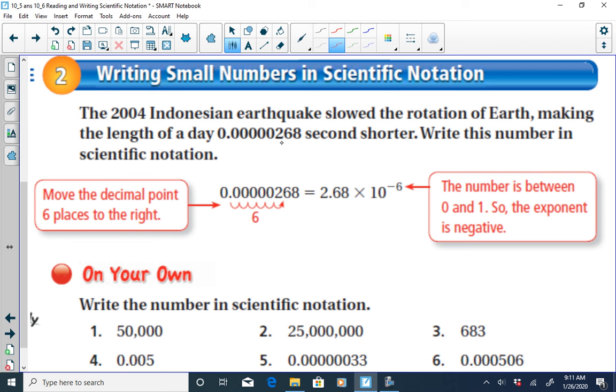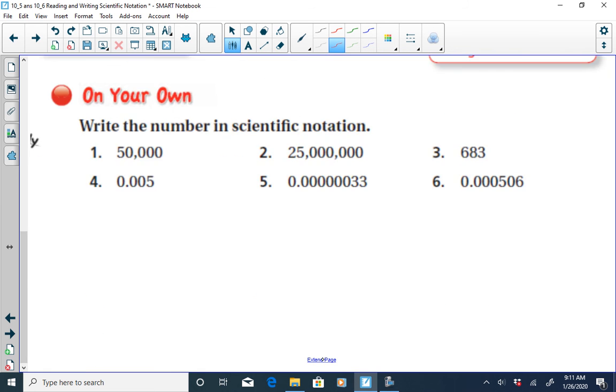Well, once again, where would we have to locate the decimal point for the number to be greater than or equal to 1 but less than 10? The decimal point would have to be located here between the 2 and the 6. How many places did we have to move the decimal? 1, 2, 3, 4, 5. We had to move it 6 places left. So very small decimals, that exponent's going to be negative. And because we moved it 6 places, it would be 2.68 times 10 to the negative 6.